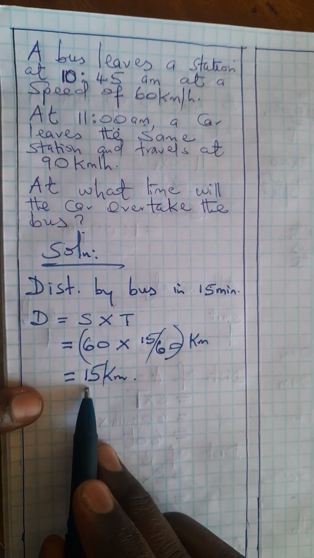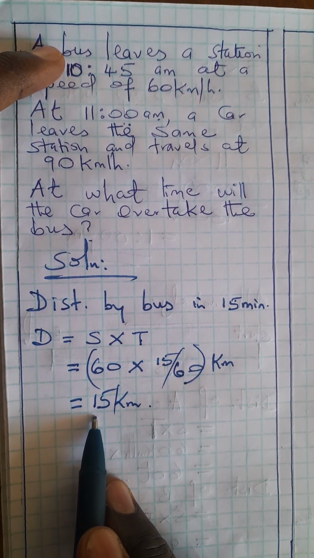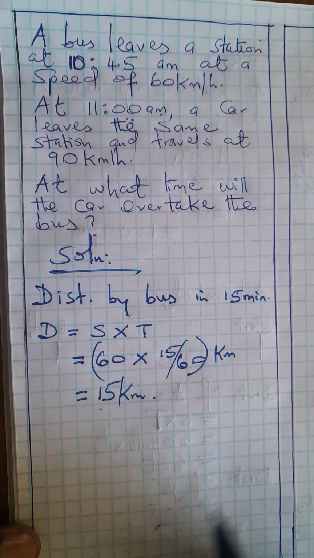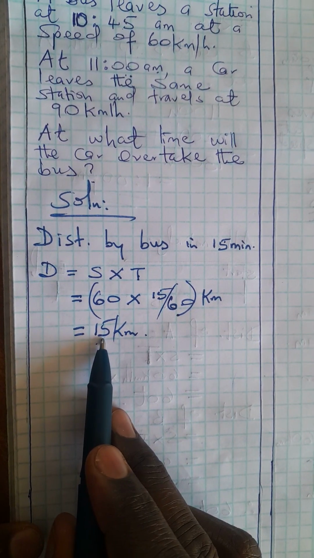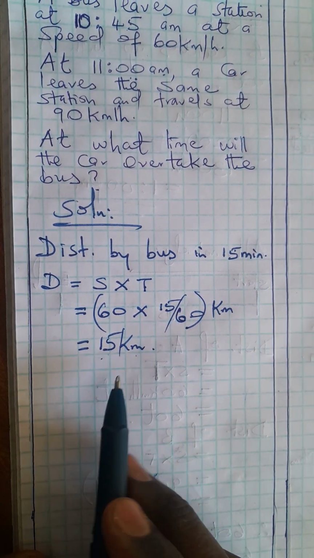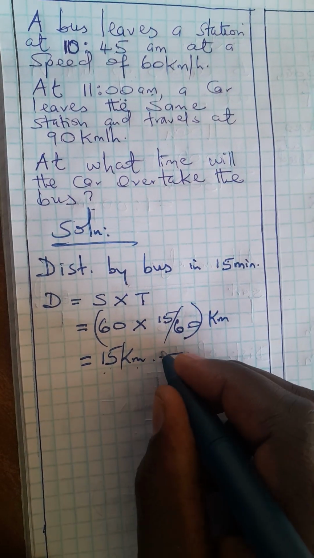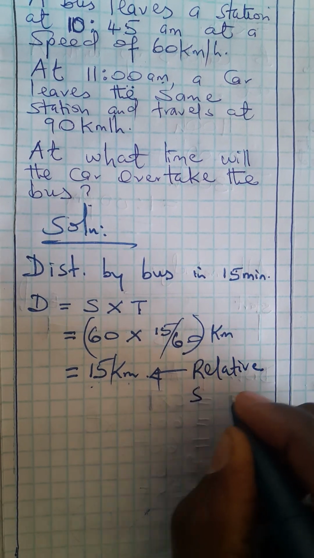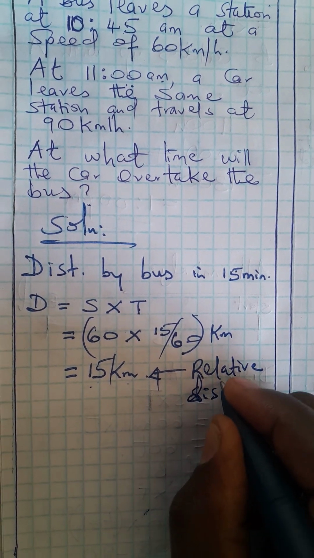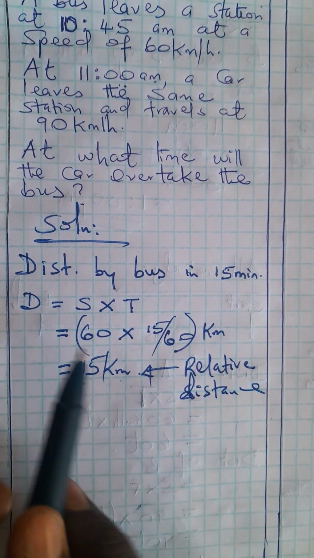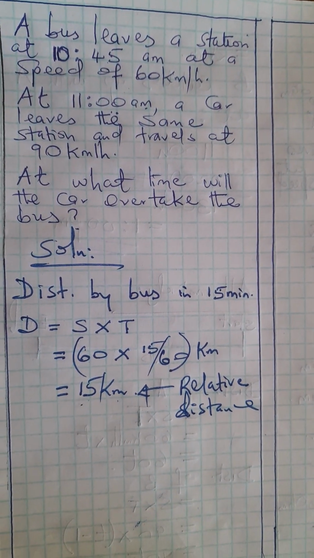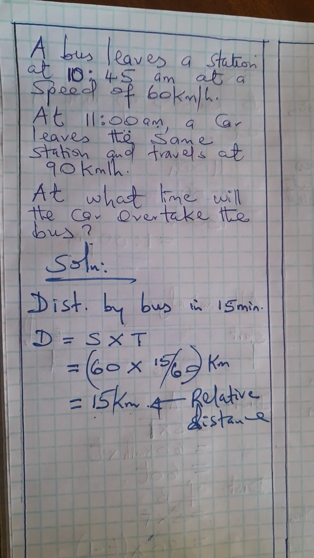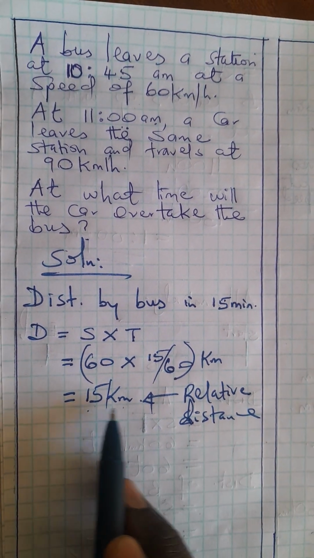So this means that the bus begins earlier on the journey and covers 15 kilometers before the car starts the journey. So the bus is ahead of the car by 15 kilometers. This is what we call relative distance: the distance between two moving objects as observed from one of them, or simply the distance apart. So the bus and the car are 15 kilometers apart.